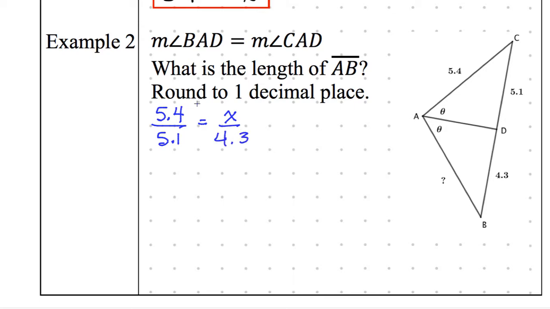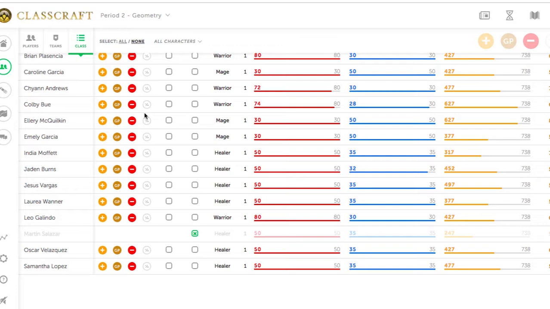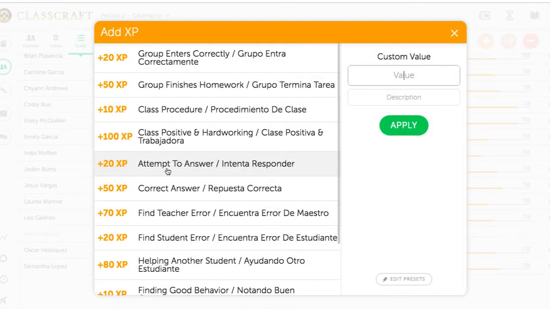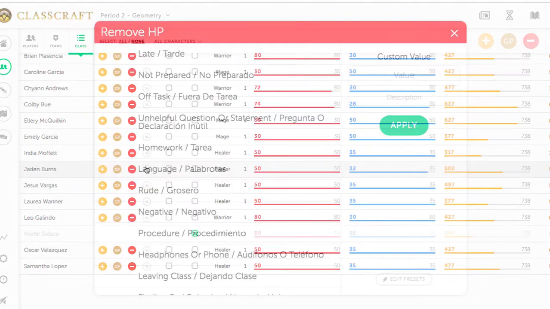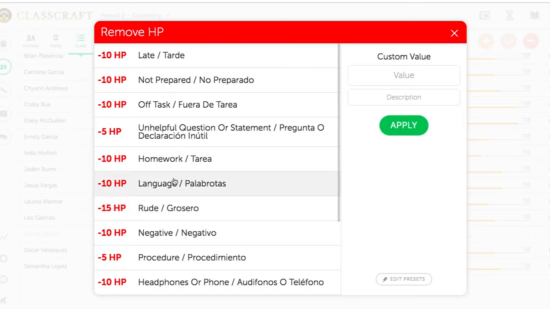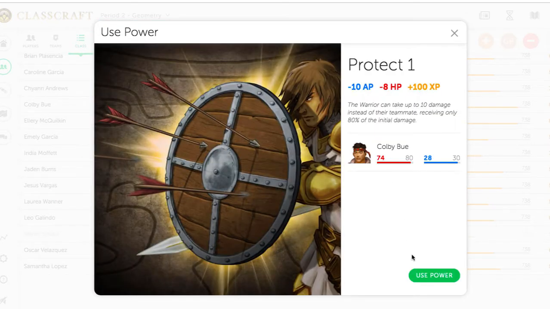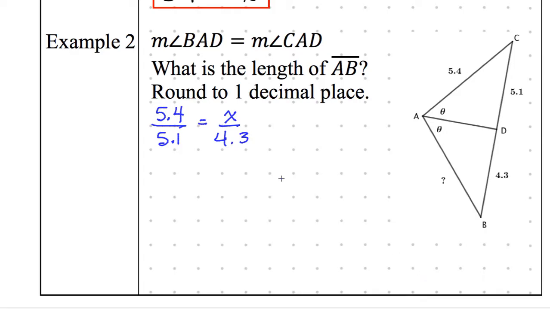Thank you, Jaden. Don't read it. Apparently. That's not fair. We'll just do language. Colby, you're going to protect. You get some XP.